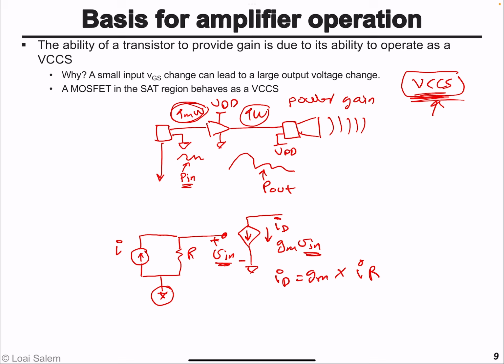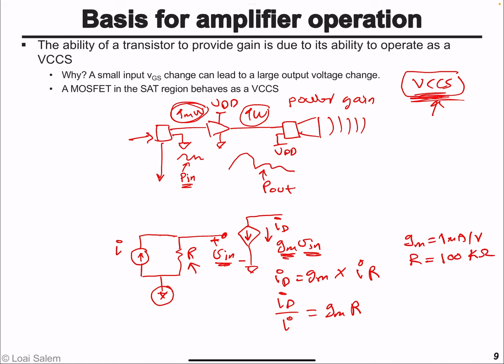Now, if we divide both sides by I, ID over I is equal to Gm times R. Let's assume for simplicity that Gm is equal to 1 milliamp per volt, the transconductance of the voltage controlled current source. And let's assume the resistance R, which is the equivalent output resistance of the microphone, is equal to, say, 100 kilo ohm.